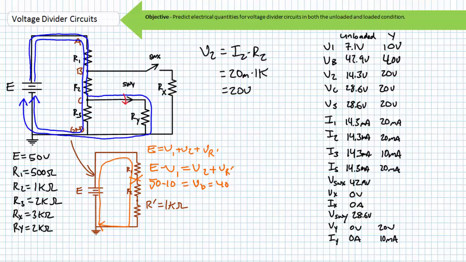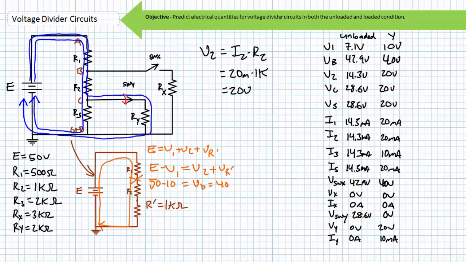The current through switch Y is 10 milliamperes, and since we're assuming switch Y is an ideal closed switch with no internal resistance, there will be no voltage drop across its two terminals. Open switch X experiences no current through it. Since node B is 40 volts higher than ground, the voltage across switch X's two terminals is 40 volts. Since no current is flowing through load resistor Rx, there will be no voltage drop across it.